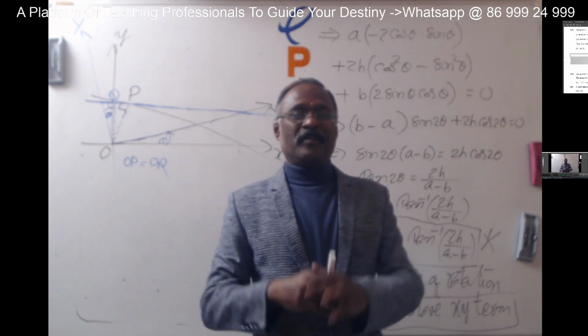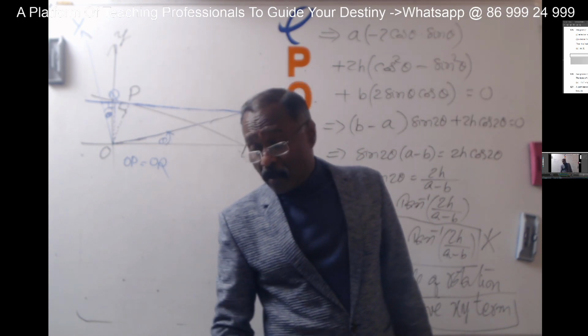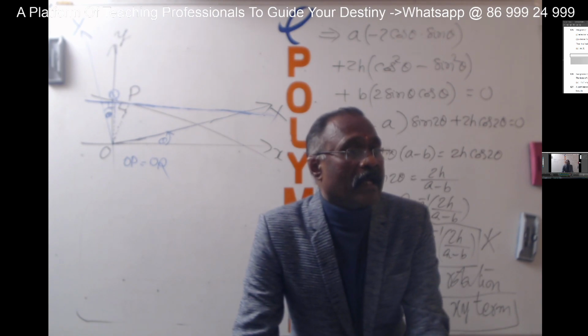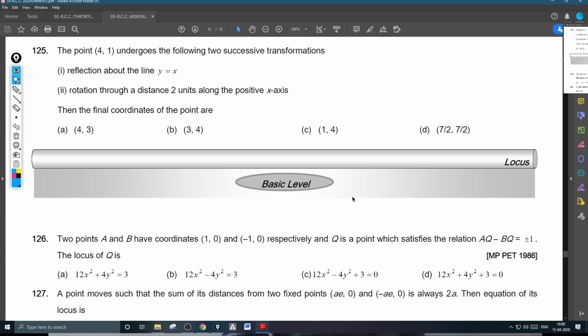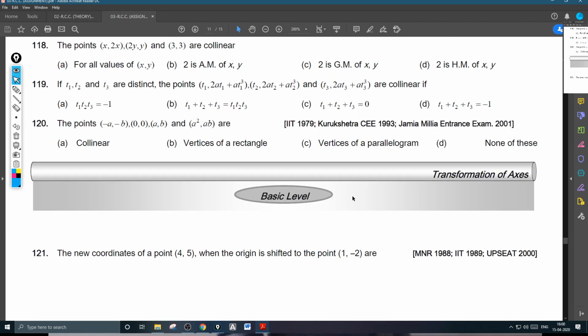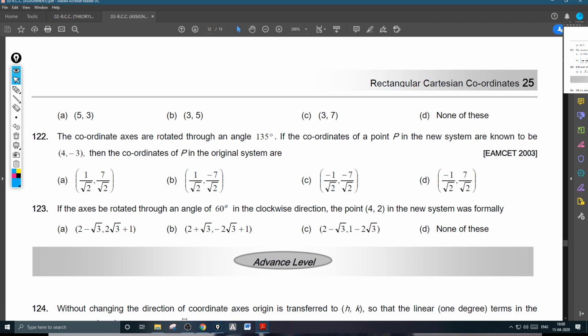Okay, this is about the shifting of origin and then rotation of axis. Now let us move on to the questions part of it. Question number 122, please.